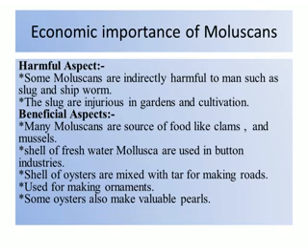Economic importance of molluscans. Harmful effects of Mollusca: some molluscans are indirectly harmful to man, such as the slug and shipworms. The slugs are injurious in gardens and cultivation. Beneficial effects of some molluscans: many molluscans are a source of food like clams, oysters and mussels. Shells of freshwater molluscans are used in industries. Shells of oysters are mixed with tar for making roads in America. Used for making ornaments. Some oysters also make valuable pearls.